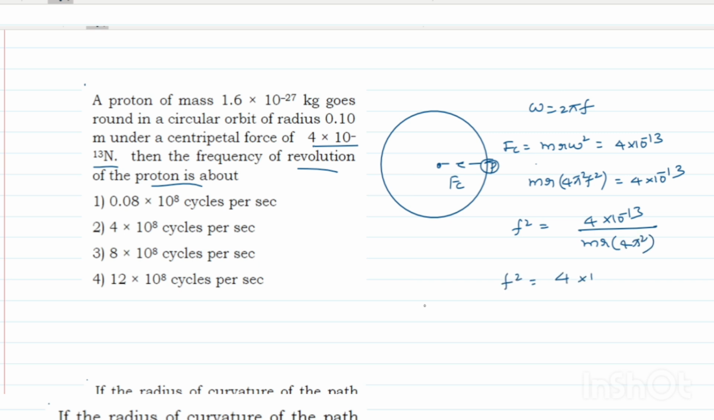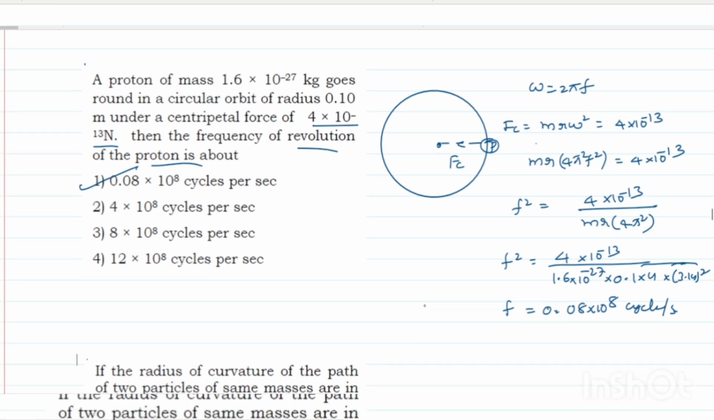Here 4 into 10 power minus 13 by mass, which is 1.6 into 10 power minus 27, into r which is 0.1, into 4 into 3.14 whole square. If you calculate this value by taking the square root, nearly we will get 0.08 into 10 power 8 cycles per second. So 0.08 into 10 power 8 cycles per second is the frequency value. Let us see the next question.